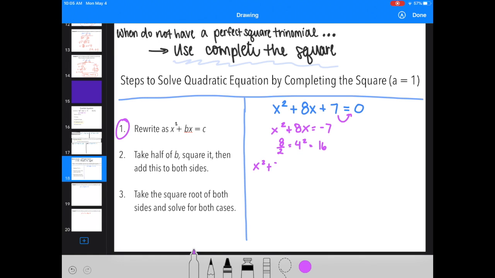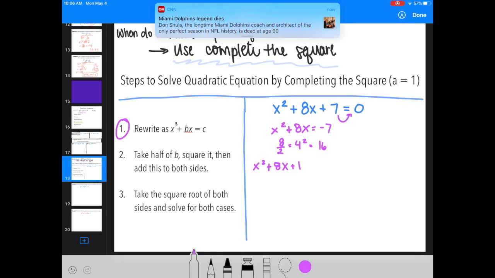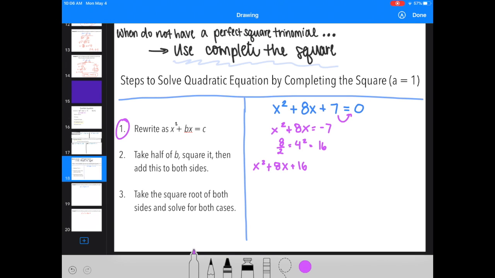Now stay with me for a second. Okay. If I had x squared plus 8x plus 16, is that a perfect square trinomial? It is, because I would have x plus 4, because 4 plus 4 equals 8, and 4 times 4 equals 16. So this method right here helps us create a perfect square trinomial. However, I don't have a 16 in this equation up here, but I can add it.